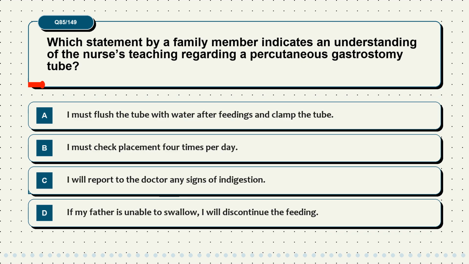Question 85. Which statement by a family member indicates an understanding of the nurse's teaching regarding a percutaneous gastrostomy tube? Here are the options. Option A. I must flush the tube with water after feedings and clamp the tube. Option B. I must check placement 4 times per day. Option C. I will report to the doctor any signs of indigestion. Option D. If my father is unable to swallow, I will discontinue the feeding.